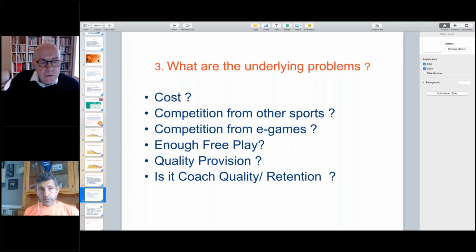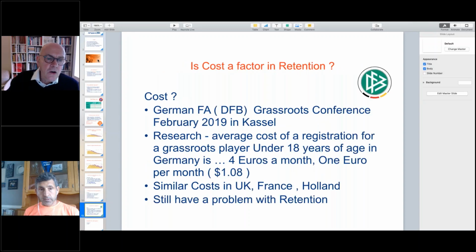Okay, so what are the underlying problems? Here are some of the issues that are thrown up. Is it cost? I spoke at the German Grassroots conference last year, and there was a presentation about the average cost of registration for an under-18 player in Germany. It's €4 a month, about $1 a week. These are similar costs in the UK, France and Holland. So it's often quoted that it's the cost in the USA which leads to high levels of turnover.